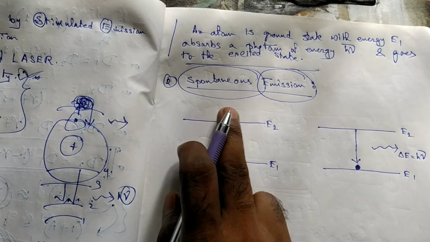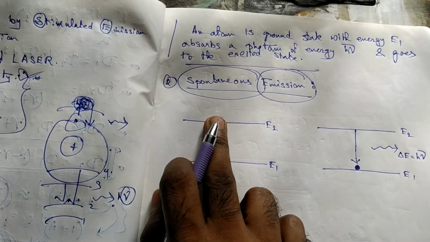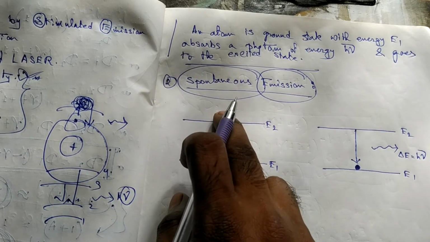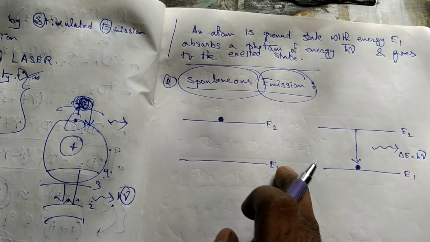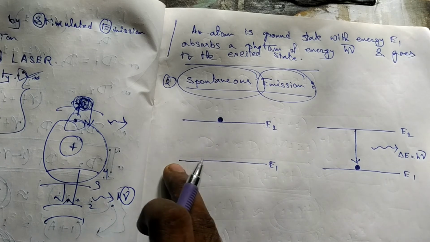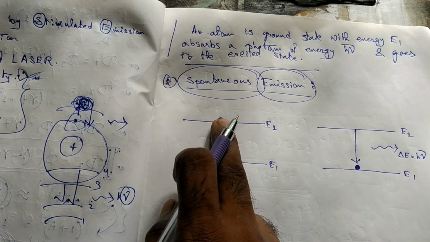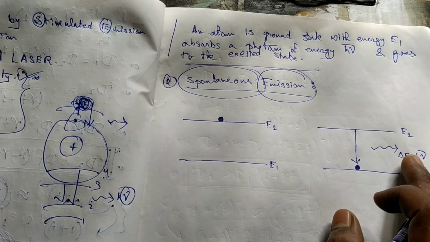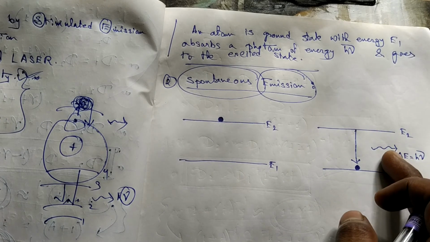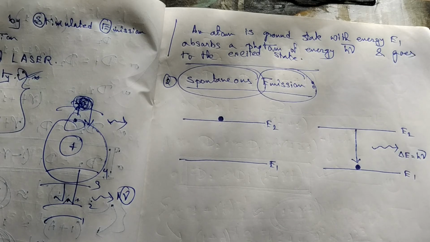So what is spontaneous emission? One electron is already in an excited state. Due to the instability, that excited electron returns to the lower energy state for stability. When that excited electron returns to the lower energy state, it releases the extra energy it has, and this energy comes out in the form of light or a photon, and such a process is known as spontaneous emission.